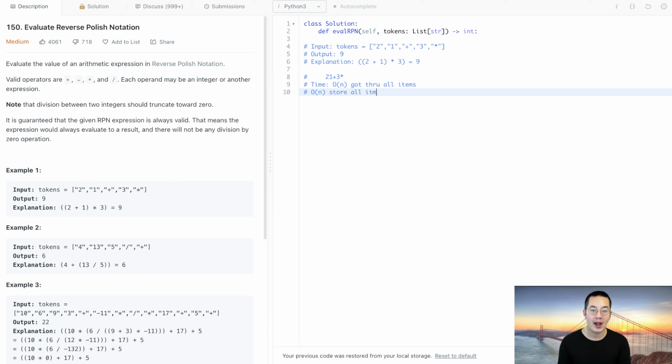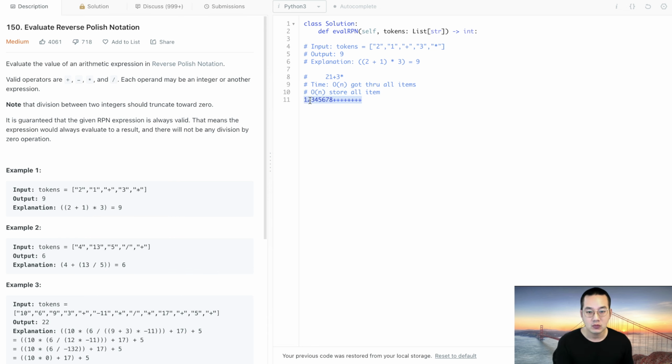The reason why you would store all items is that you could have a bunch of numbers, and then a bunch of addition signs all after it. So you have to store all of these n numbers, and you have to basically have n divided by 2 operators. You might have 8 operands and 7 operators.